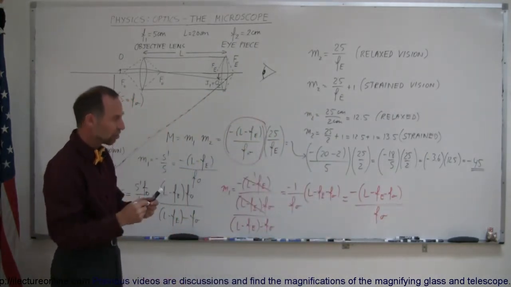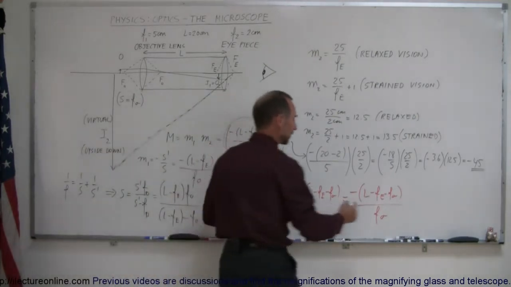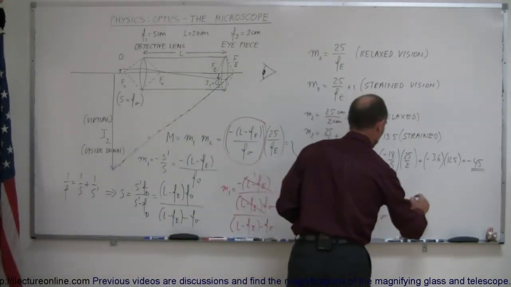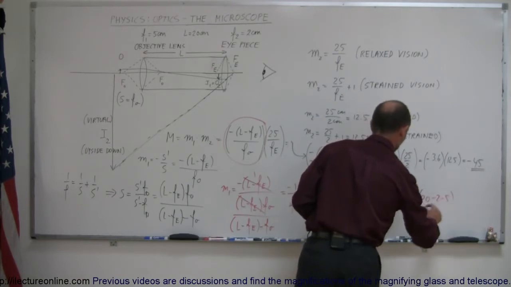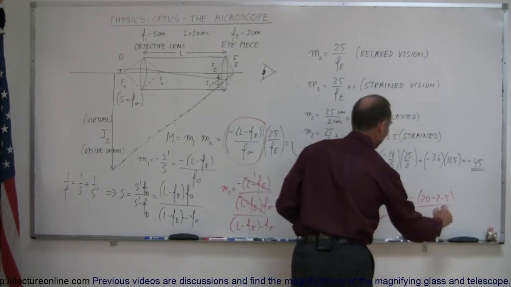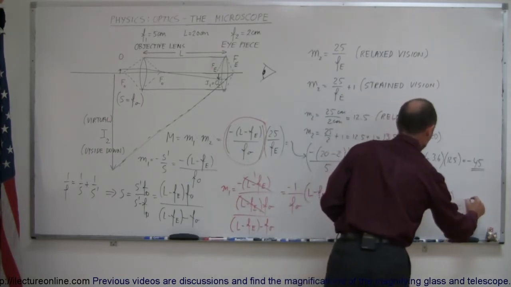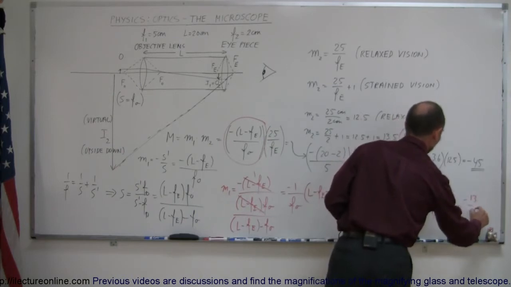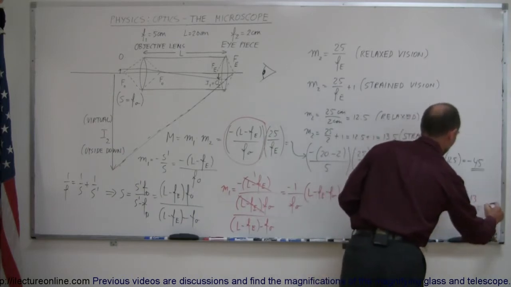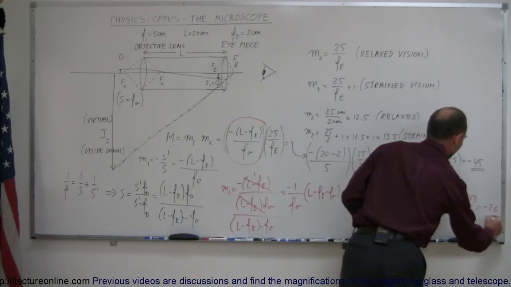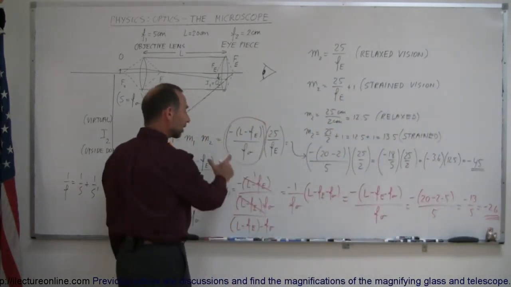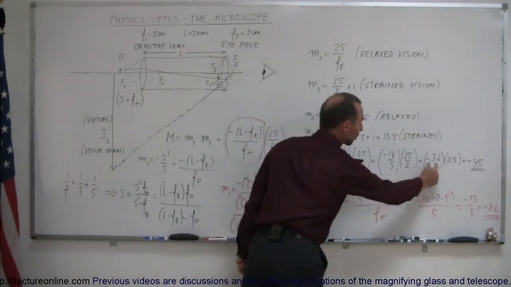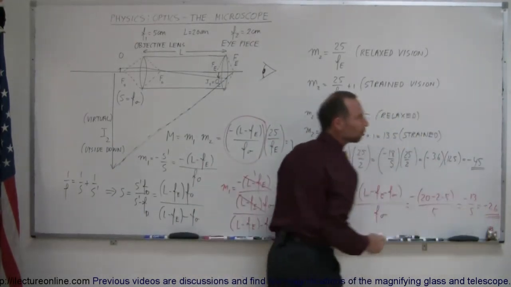Now let's see how that changes the overall magnification of the objective lens. So this would be minus 20 minus 2 minus 5, all divided by 5. So this becomes equal to minus 13 over 5, which is equal to minus 2.6. So there you go. There's your new magnification of the objective lens. Rather than the minus 3.6, it's actually minus 2.6.